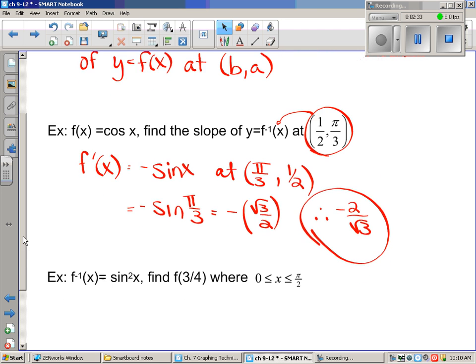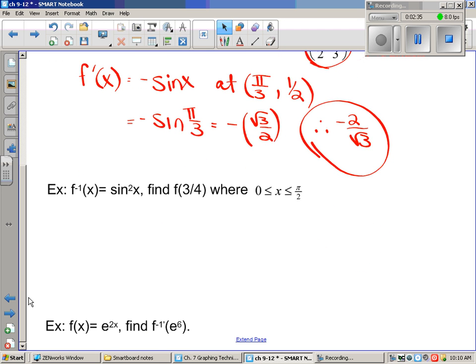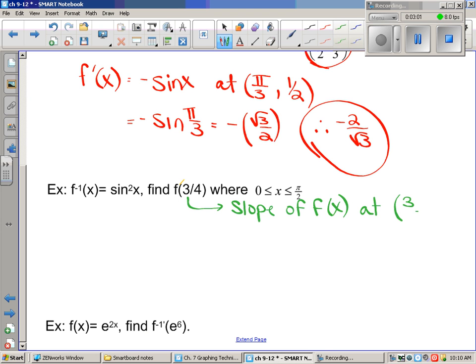All right, let's see if this next one makes more sense. We have this function f of x is sine squared of x. I want to know f inverse prime of 3/4. Sorry, that should say prime. And so we're going between 0 and pi over 2, or the first quadrant. So in my mind, what I need to be thinking of, what this is telling me, is I need the slope of f of x at the point (something, 3/4).